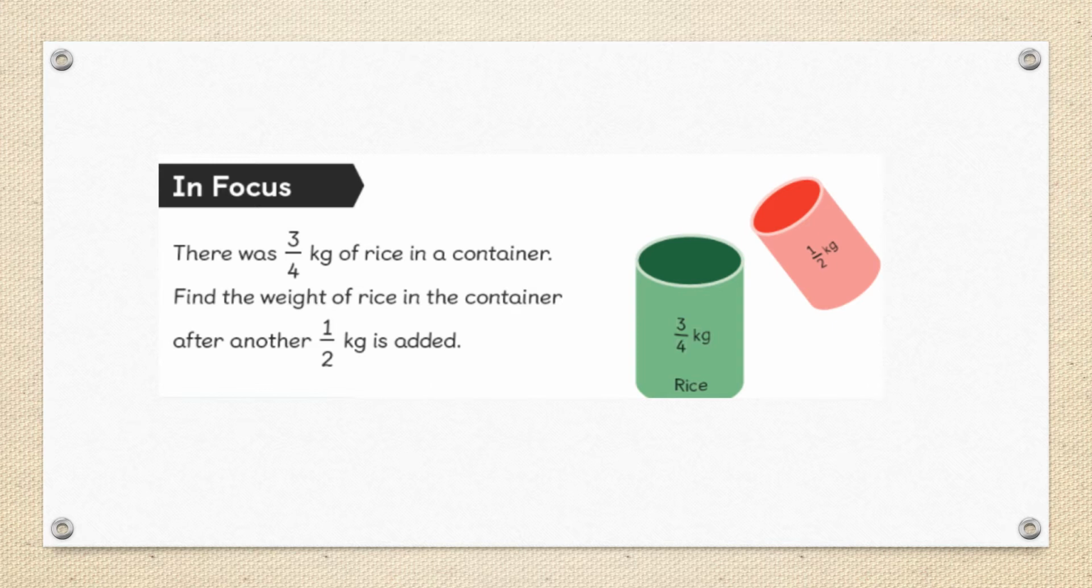There was 3/4 of a kilogram of rice in a container. Find the weight of rice in the container after another 1/2 of a kilogram is added. If you're feeling really confident, you think you've got an idea of how to do this, I'm happy for you to pause the video and have a go now.